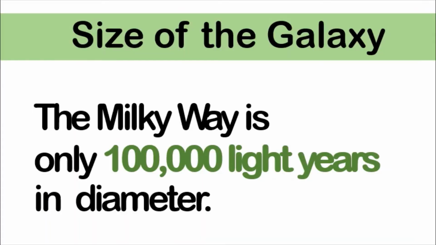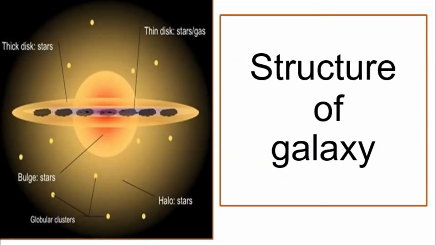Size of the Milky Way galaxy. The Milky Way is only 100,000 light years in diameter. Structure of the galaxy. Before starting with the slides, let's look over this photo. Thick disk, which is in here, bulge stars, globular clusters, those yellow dots, halo stars, and thin disk, the stars and gas.